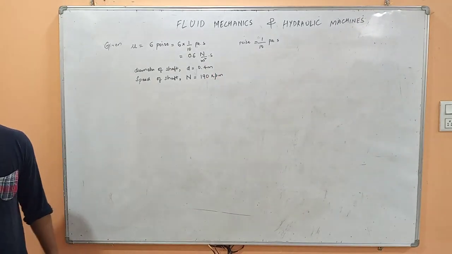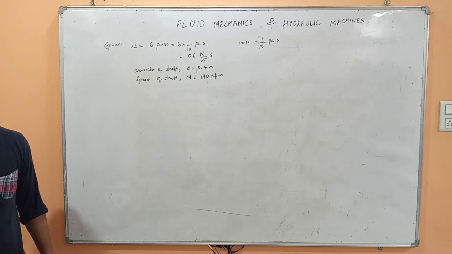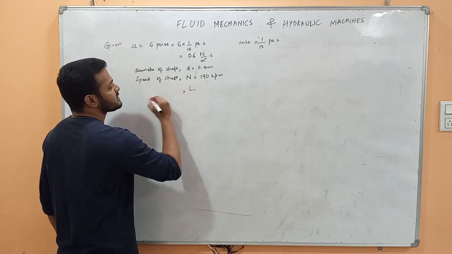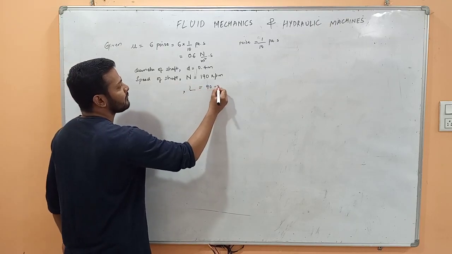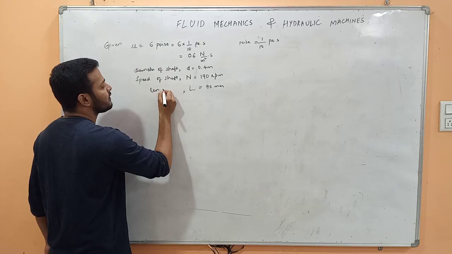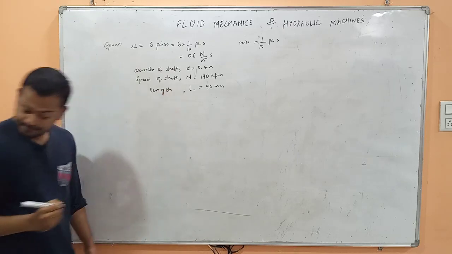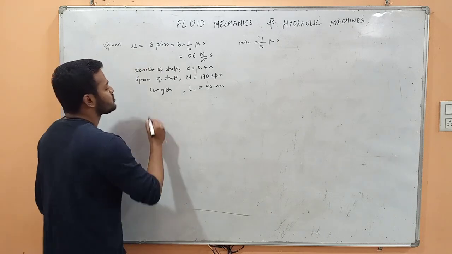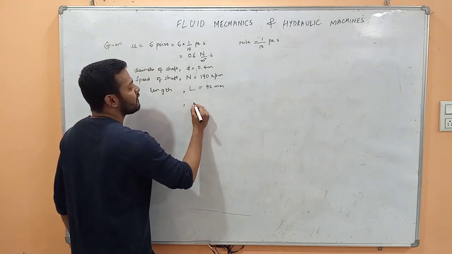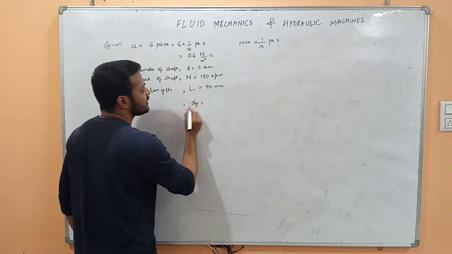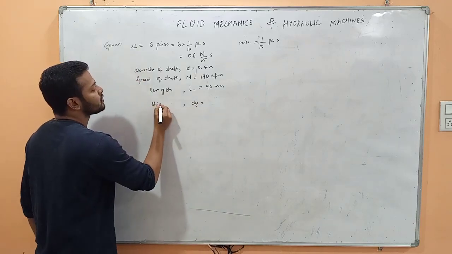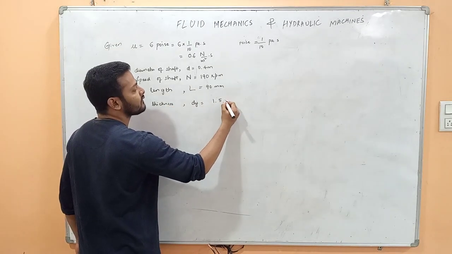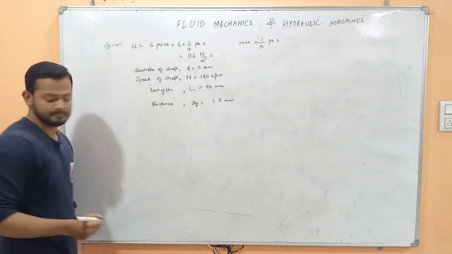Next, calculate the power lost in the bearing for a sleeve length of 90 mm. So the length of this shaft is given as 90 mm. So this is length. Next, the thickness of oil film is 1.5 mm. Thickness will be denoted by dy. So thickness is given as 1.5 millimeters.